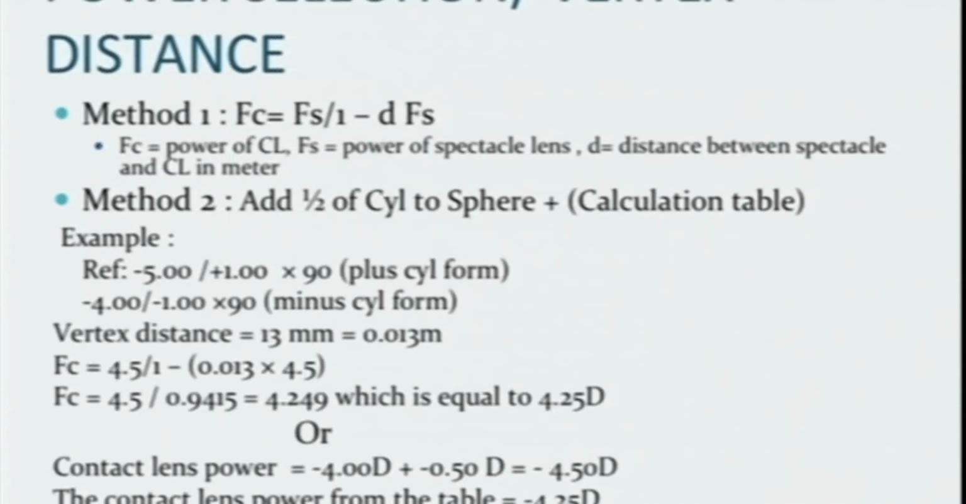There are 2 methods. The simple method is to add half of the cylinder to the sphere, and you will have a calculation table. You can get the power directly, as mentioned in the table. You need not go into the theoretical aspect of that.